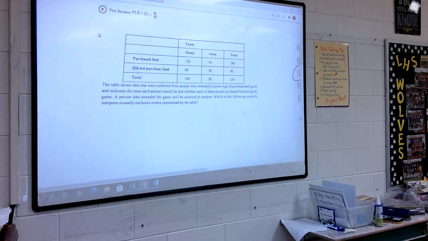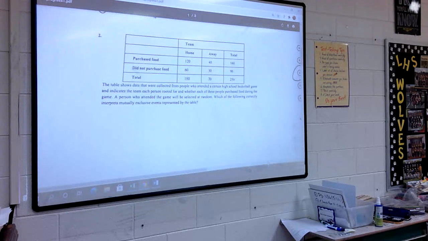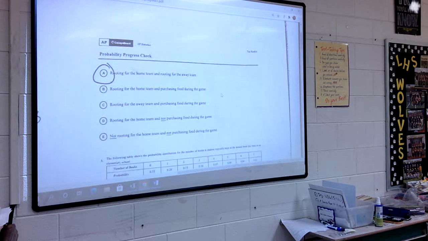You really don't have to look at the table, but it says which of the following is mutually exclusive events. It means a person can't do both. A person can either purchase food or not purchase food, and a person can either cheer for the home team or the away team. So very simply, the person cannot root for the home team and the away team. They can't say, I want the home team to win and I want the away team to win. They have to pick one.